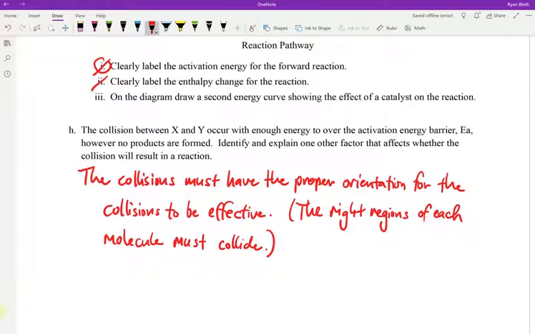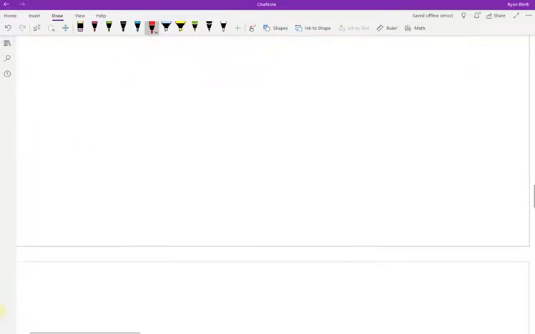And larger molecules tend to have sites that are the important sites or active part of the molecule, and then there's other parts of the molecule that maybe aren't involved. The bigger the molecule gets, the more likely there are sections that won't do anything if they collide. So bigger molecules can have an ineffective collision quite frequently.